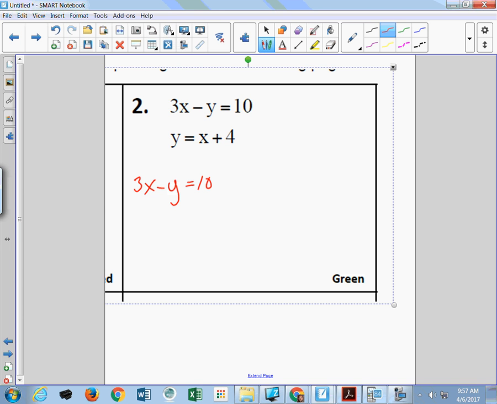All we have to do on this one is subtract 3x from both sides. So I put negative y equals negative 3x plus 10. And then we're going to divide by negative 1. So we're left with y equals positive 3x minus 10. Okay? So now we have our two y equals mx plus b equations. We're going to take those two equations and go to our calculator.